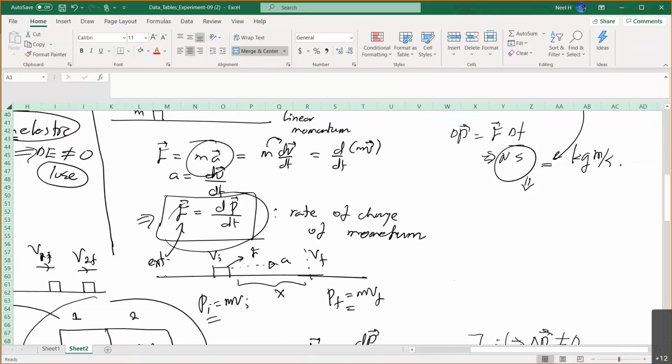To do that, Newton is MA, which means Newton has a kilogram. Acceleration is meter per second squared, multiplied by second. One of the seconds cancels out. You will get the unit of kilogram meter per second. So these two units are actually the same. You can either write Newton second or kilogram meter per second. Doesn't matter.